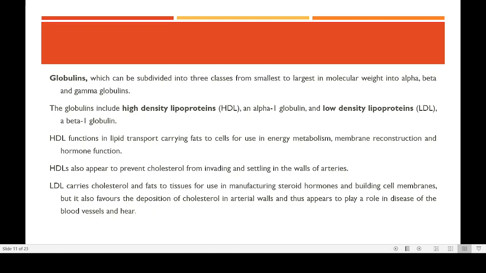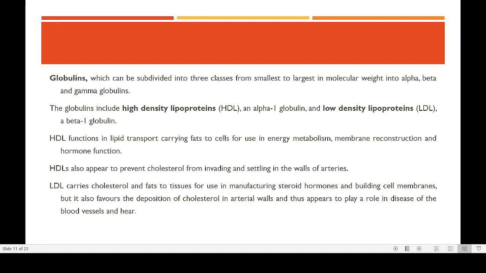The globulins include high density lipoprotein and low density lipoprotein. You might have heard about HDL cholesterol and LDL cholesterol. You may have some idea if you have anybody in your house who has a cholesterol problem. Sometimes they may be telling that the LDL level is too high, HDL level is not enough. That kind of comment you may have heard. So that is also a globulin. There are two different types: HDL, high density lipoprotein, and low density lipoprotein.